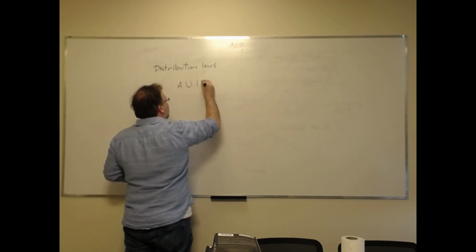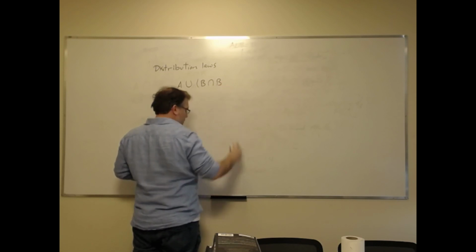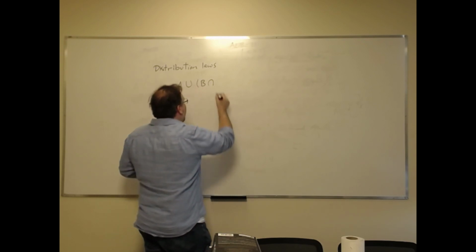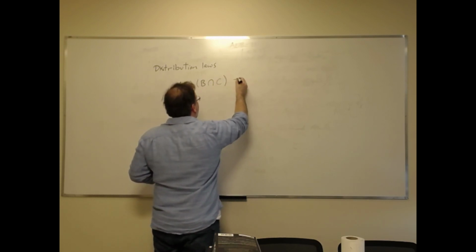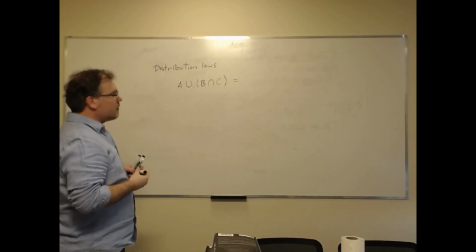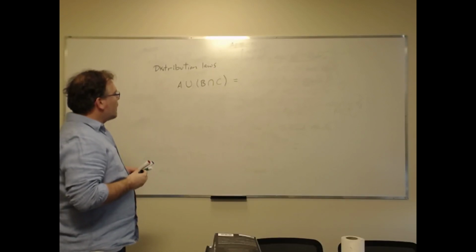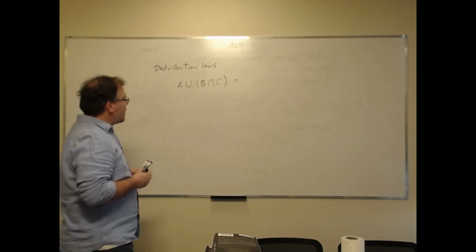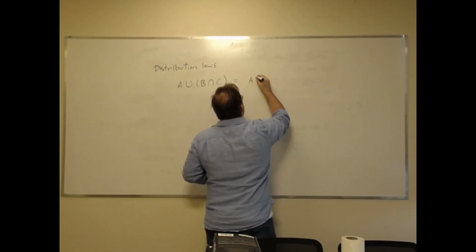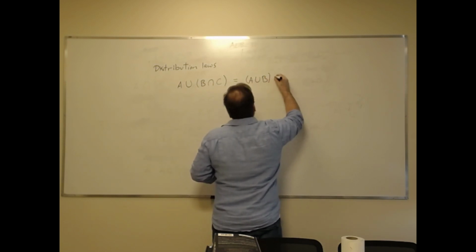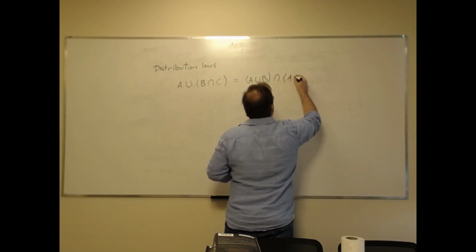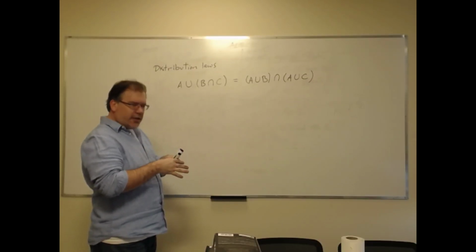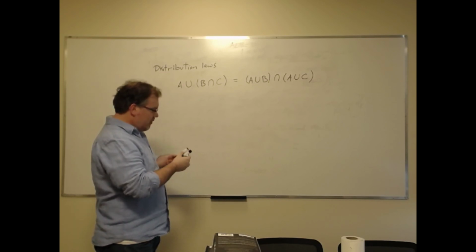A union B intersection, whoops, not B again. A union B intersection C will equal what, do you think? A union B intersection A union C, maybe? Don't know. I'm starting to feel that I have a little bit of fever, so maybe I'm getting it wrong.